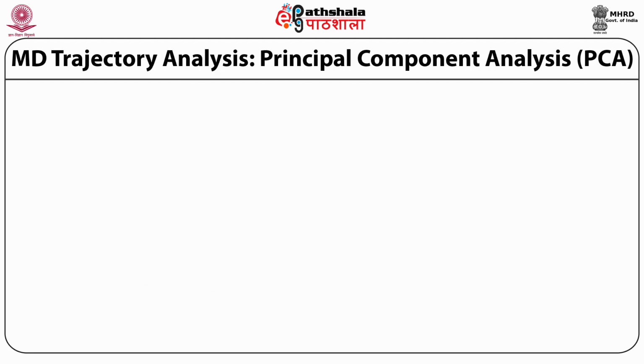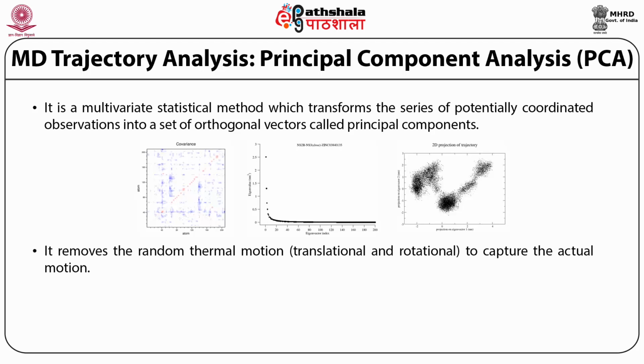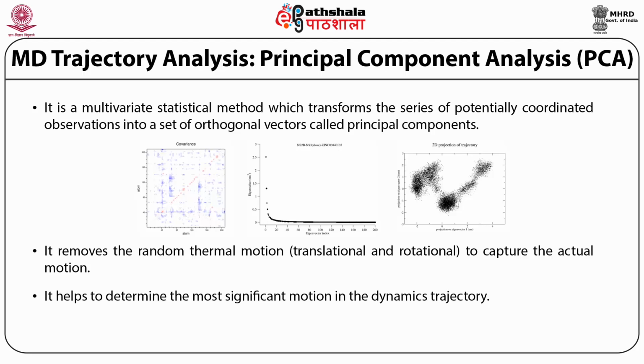Principal component analysis of MD trajectory is also very often performed. Principal component analysis is a multivariate statistical method which transforms the series of coordinate observations into a set of orthogonal vectors called principal components. This is required to remove the random thermal motion, which is translational or rotational motion, so that we can capture the actual motion of the protein, which is more significant. It helps to determine the most significant motion in the dynamics trajectory. It also helps to determine the domain motion in a protein with respect to the other domains.